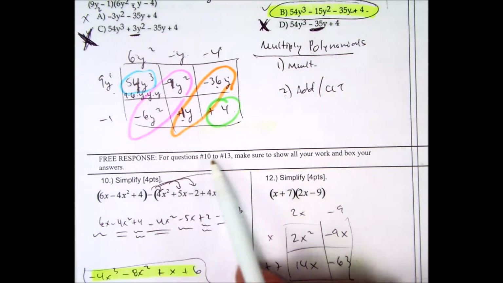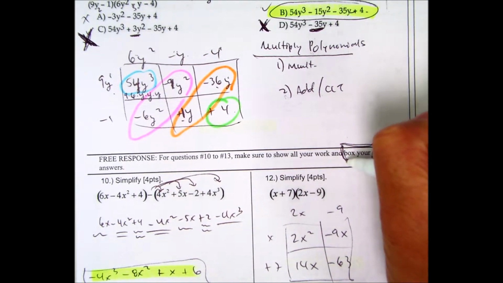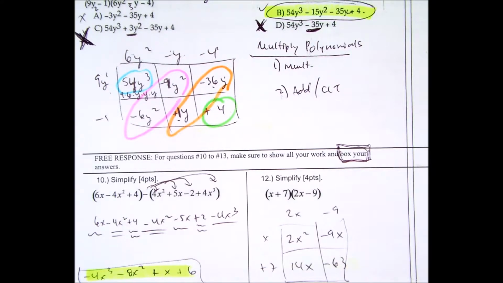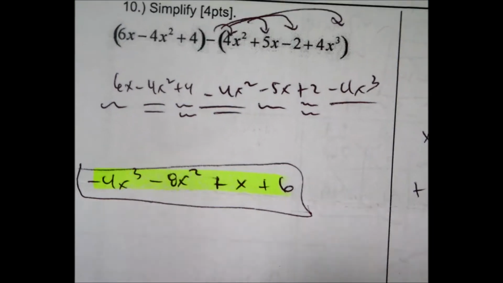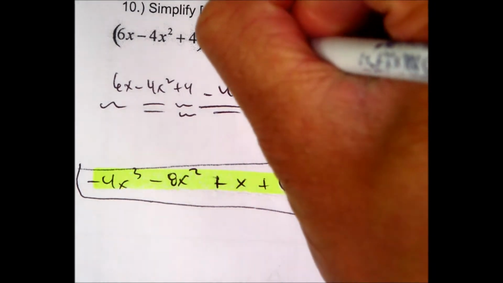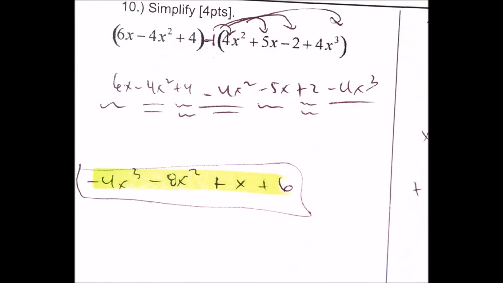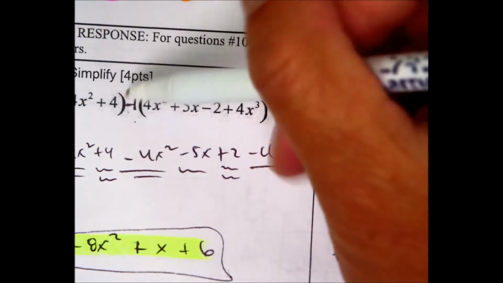For your response, for questions 10 to 13, make sure to show all your work and box your answers. Help me identify where you're working at. Question number 10, 4 points. There, between the parentheses, you have a math operation. The math operation is subtraction. So you can think of -1. A lot of students rush it and they don't think there's any math operation. So if you tried to multiply or do anything with the box, that was incorrect. Okay, pay attention to the math operation.